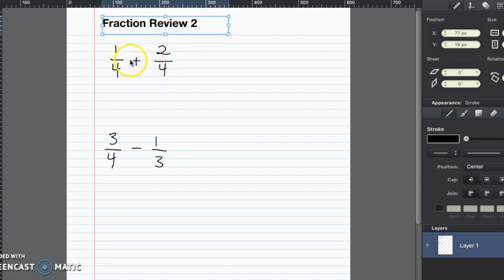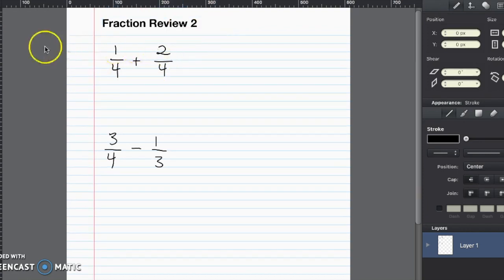So in any case, with adding and subtracting, we need common denominators, right? We can see here they both have 4 on the denominator, which is good for us. So we should have 1 plus 2 over 4, right? And we can combine that top part, which is going to be 3 over 4. And that can't be reduced, so that is my final answer, okay?